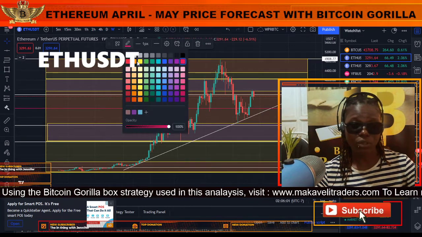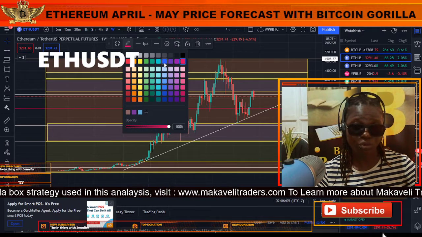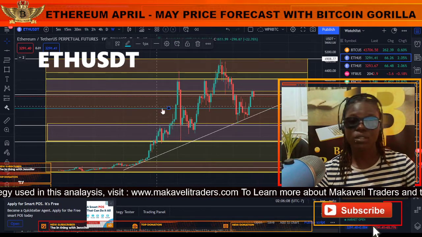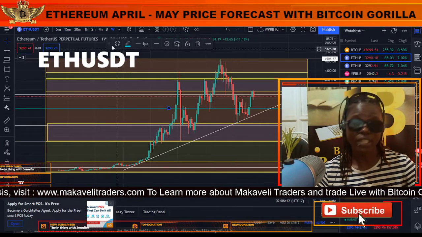I don't know if that color is very obvious. I don't know if you can see it. So let's change it to sky blue. Yeah. So that line is our control line. So take note of that. This is the weekly chart.